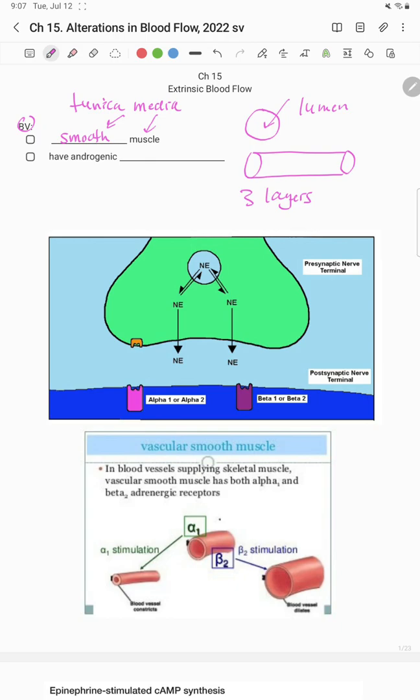So blood vessels have the ability to open up with a big diameter, and then they have the ability to constrict to a smaller diameter. So this is vasodilation and vasoconstriction. In order to do this, they have to have receptors. So the blood vessels, which are smooth muscle, have adrenergic receptors.